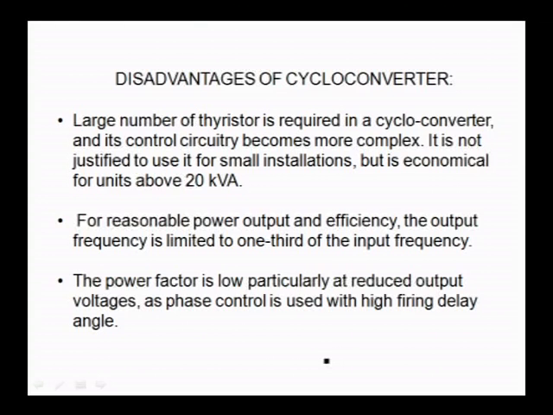Another disadvantage here is low power factor, particularly at reduced output voltages. So, the disadvantages are low power factor, more thyristors, but very high efficiency and all. The frequency is limited to 1/3. These are the 3 disadvantages. First disadvantage is more thyristors required. Second disadvantage is the frequency is limited to 1/3 of the input frequency for reasonable power output and efficiency. Again, low power factor operation. These are the 3 disadvantages of cycloconverters.